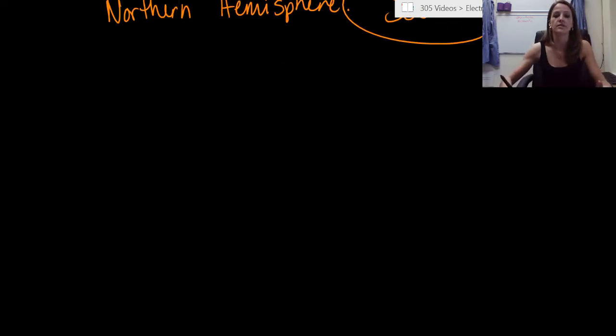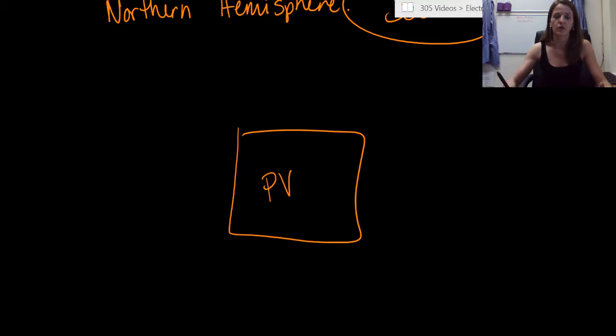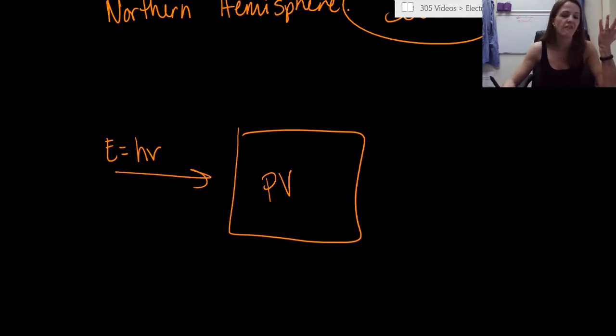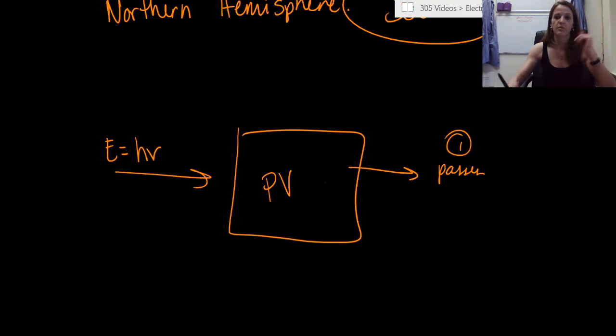All right, so now, how does this actually work? Well, you have a PV cell, so you have a photovoltaic cell, and we know we have incident radiation coming in. So remember, energy is equal to Planck's constant times frequency. So now 3 options can happen. The first 2 are not very advantageous, okay? The first one is if it just passes through. Okay, so it's not absorbed. That's option 1 if it passes through.